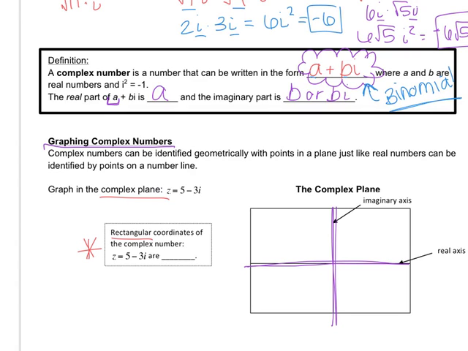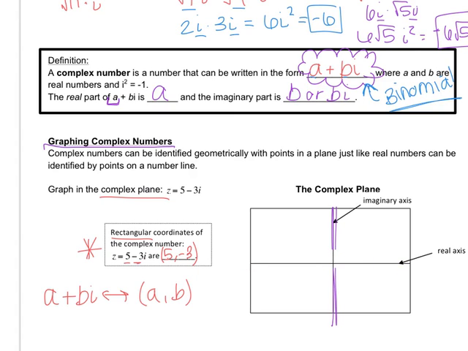The rectangular coordinates of a complex number are really easy. The x-coordinate is the a, or the real part, which would be 5, and the y-coordinate is the imaginary part, which would be the coefficient of i, which is negative 3. So any number in complex form, a plus bi, can just be represented using the rectangular coordinates a, comma, b, and then you can graph that in the same way you would graph a rectangular coordinate.